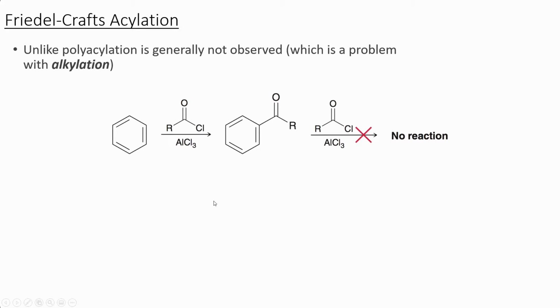Now remember, just a few minutes ago I discussed how if you add an electron withdrawing group to the benzene ring, we're going to reduce the amount of electron density in the benzene ring and make it less nucleophilic. So this also solves the problem of polyacylation or alkylation because we've provided an electron withdrawing group that makes the benzene ring less nucleophilic. So a second iteration of this reaction will not occur.